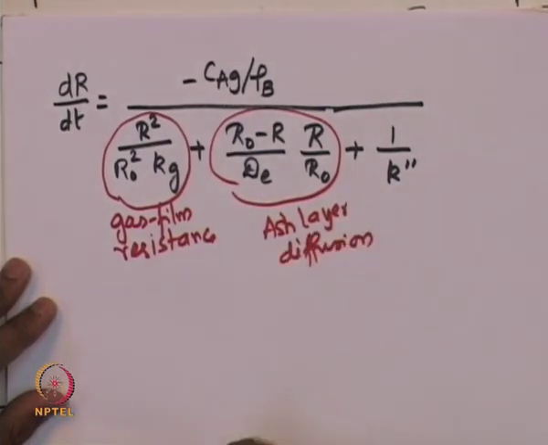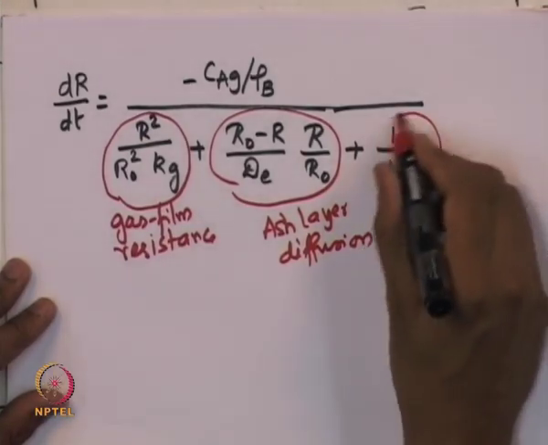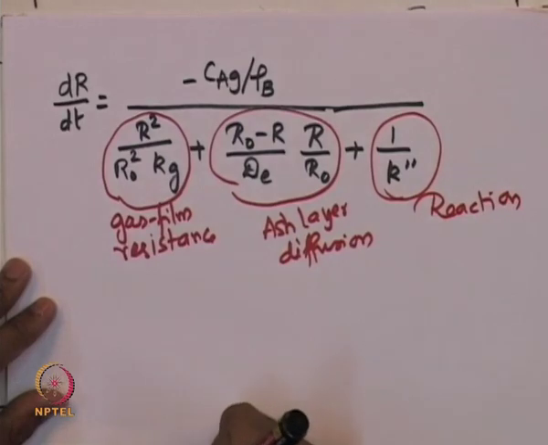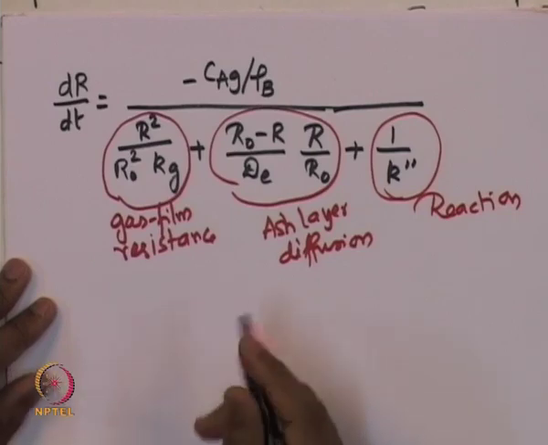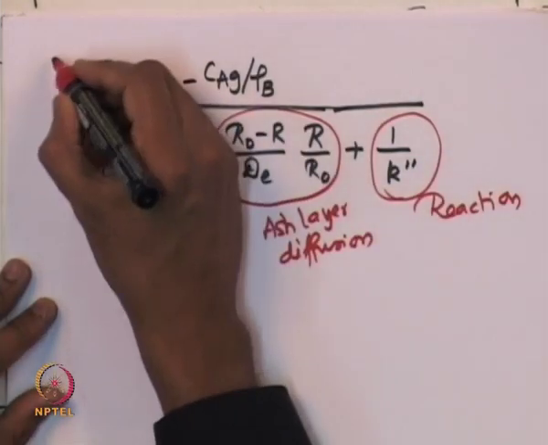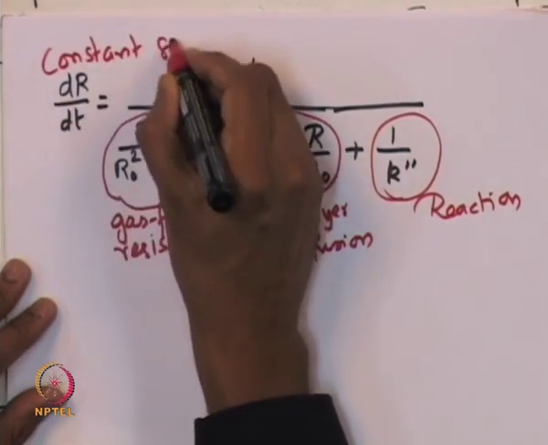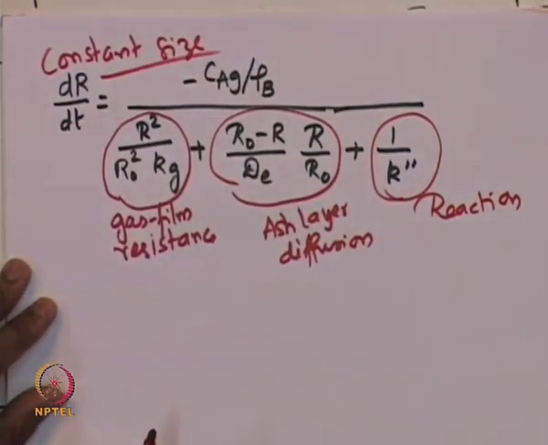This corresponds to the diffusion in ash layer, and the last term corresponds to the reaction resistance, resistance due to the heterogeneous reaction that is occurring on the surface of the unreacted core. So now suppose this is for a constant size system. So if the particle size does not change, this is for the constant size system.